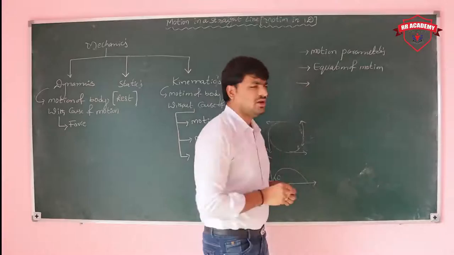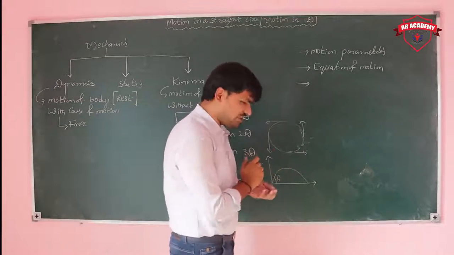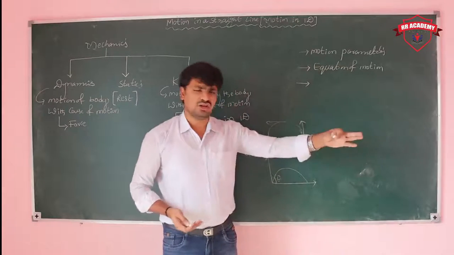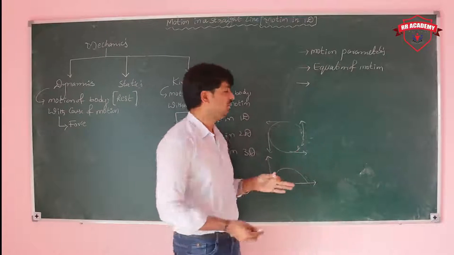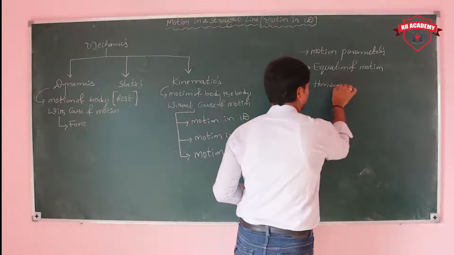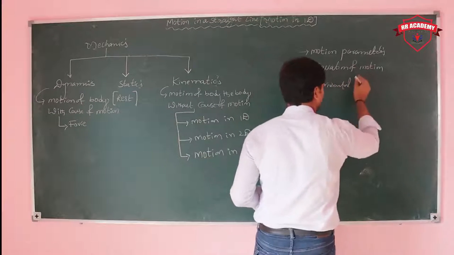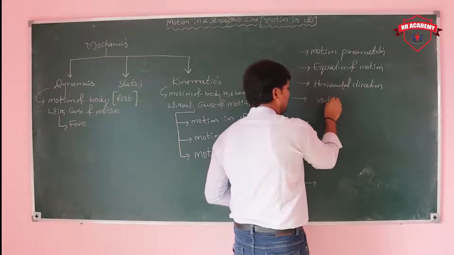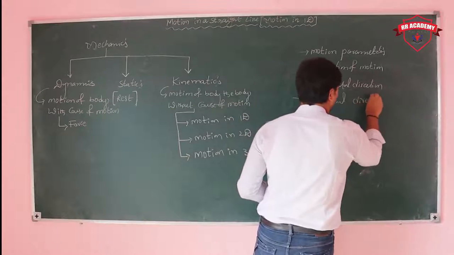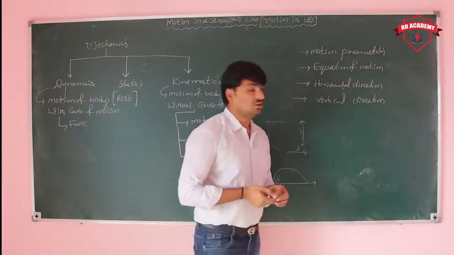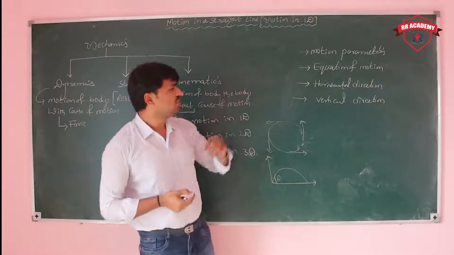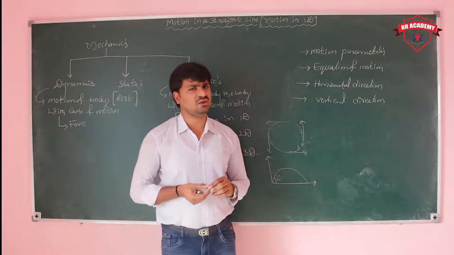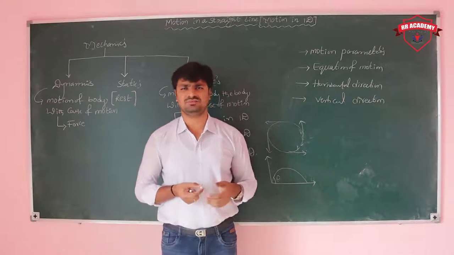This is the second part. After that, bodies moving in a horizontal line, only one particular direction, the horizontal direction. Then what about the equations of motion and what about the state velocity? That is the motion parameters, which we are doing. Horizontal direction. Next, the vertical direction. So these are the total parts we are going to discuss in the 1D topic: motion parameters, equations of motion, horizontal direction and vertical direction. Let's discuss them one by one.